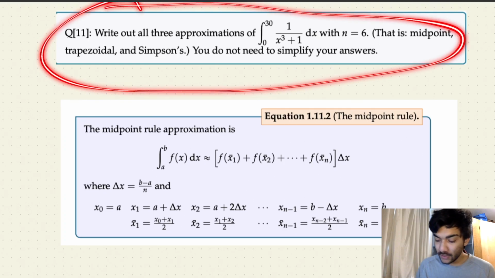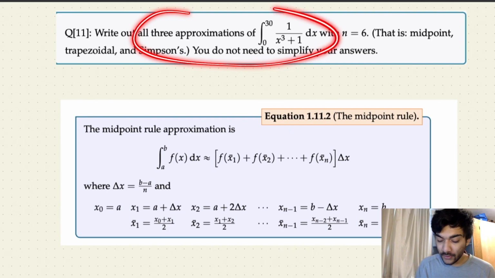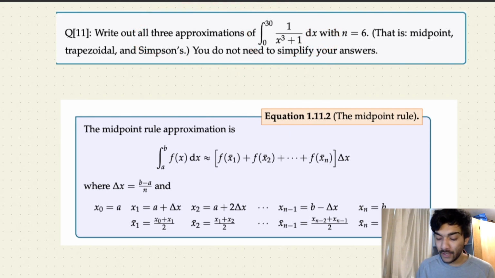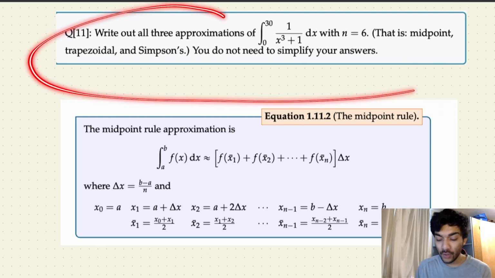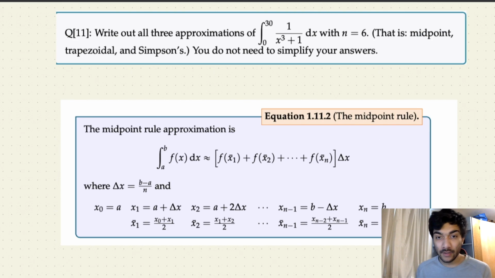So let's continue our discussion on calculating the three approximations of this definite integral over here. We have already covered the midpoint rule approximation in the last video, and if you have not watched my previous video on the midpoint rule approximation, I would highly suggest you first watch that video in order to get the full context of this question.